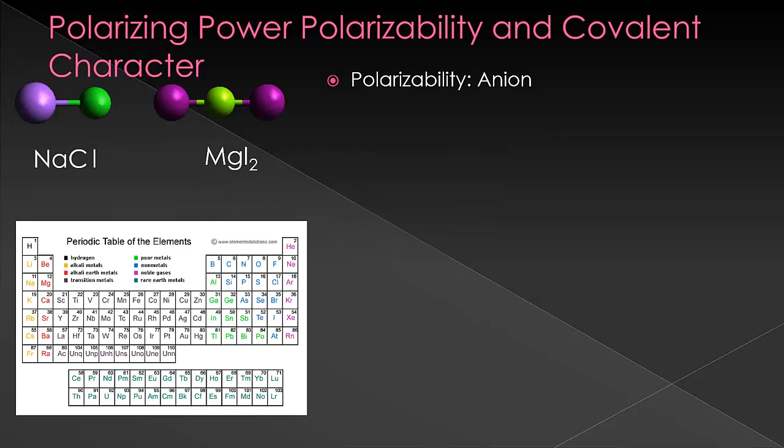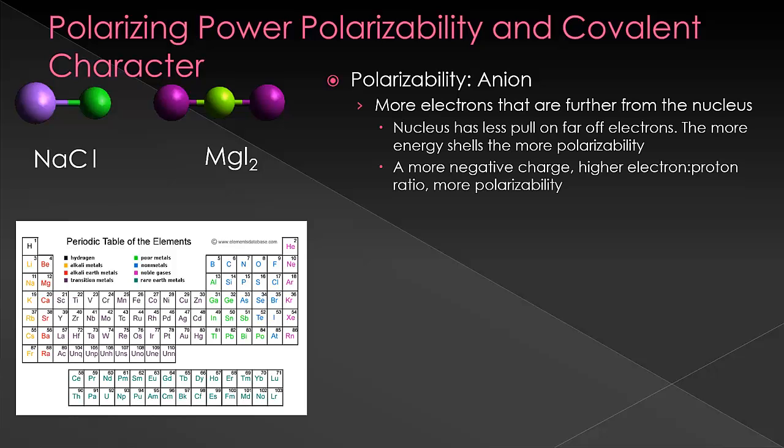Let's first define these terms. Polarizability comes into play when we're talking about the anion. If you have more electrons, that means that they are further away from the nucleus and they aren't as easily controlled by that positive charge in the nucleus. So since the nucleus has less pull on far-off electrons, the more energy shells you have, or the more electrons you have, the more polarizability.